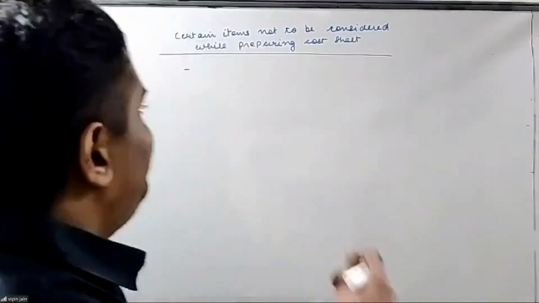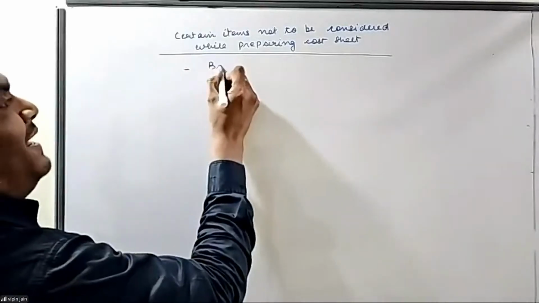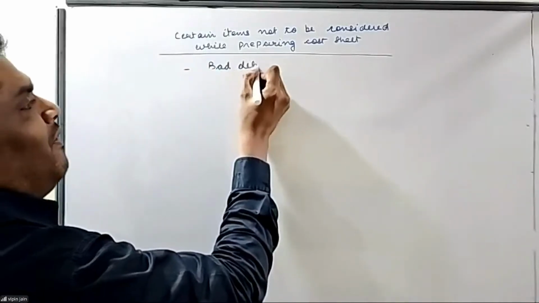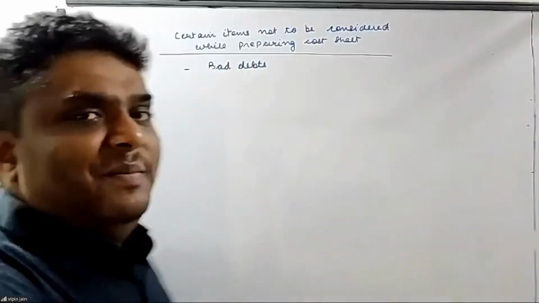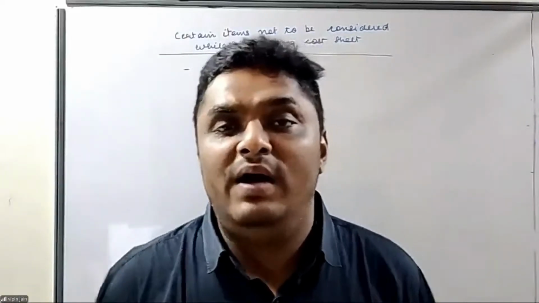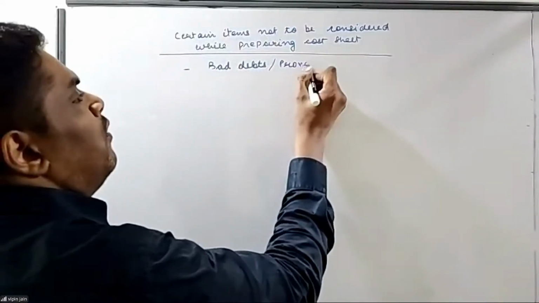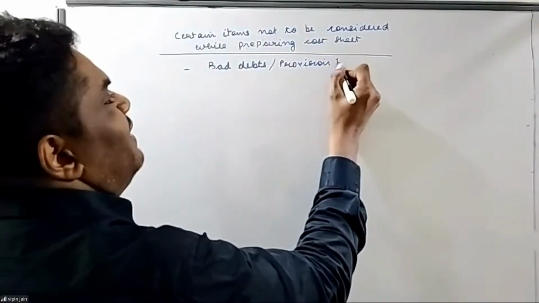So now let's write a few items. Bad debts. Bad debts has nothing to do with cost calculation. It will never form part of cost sheet. Bad debts or provision for bad debts.